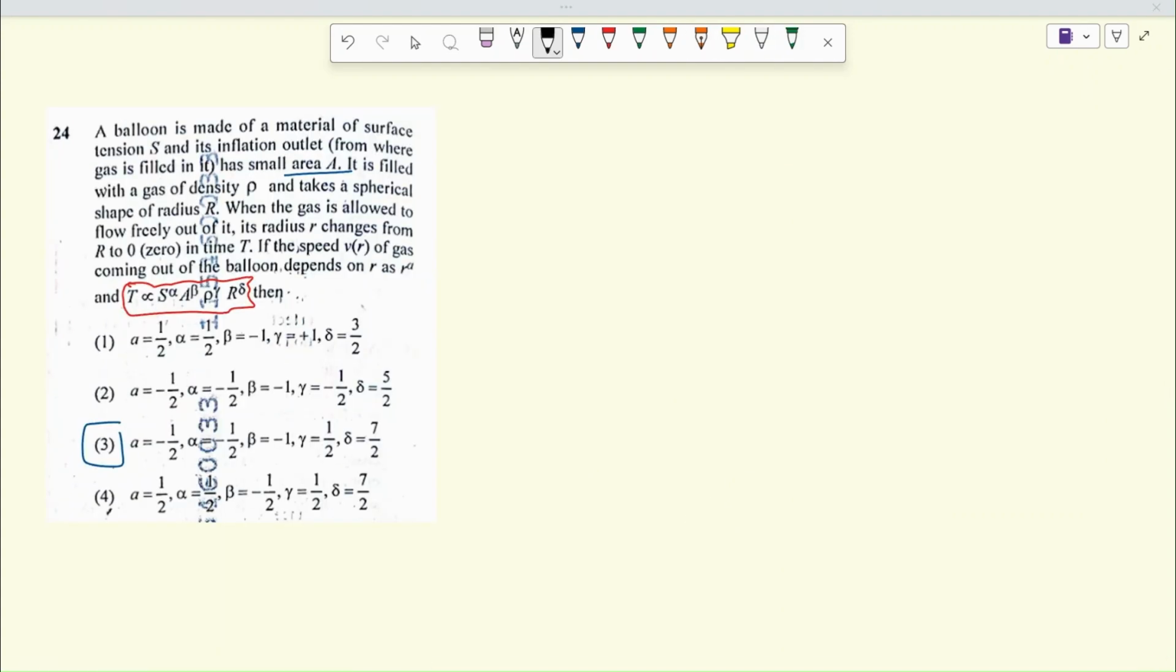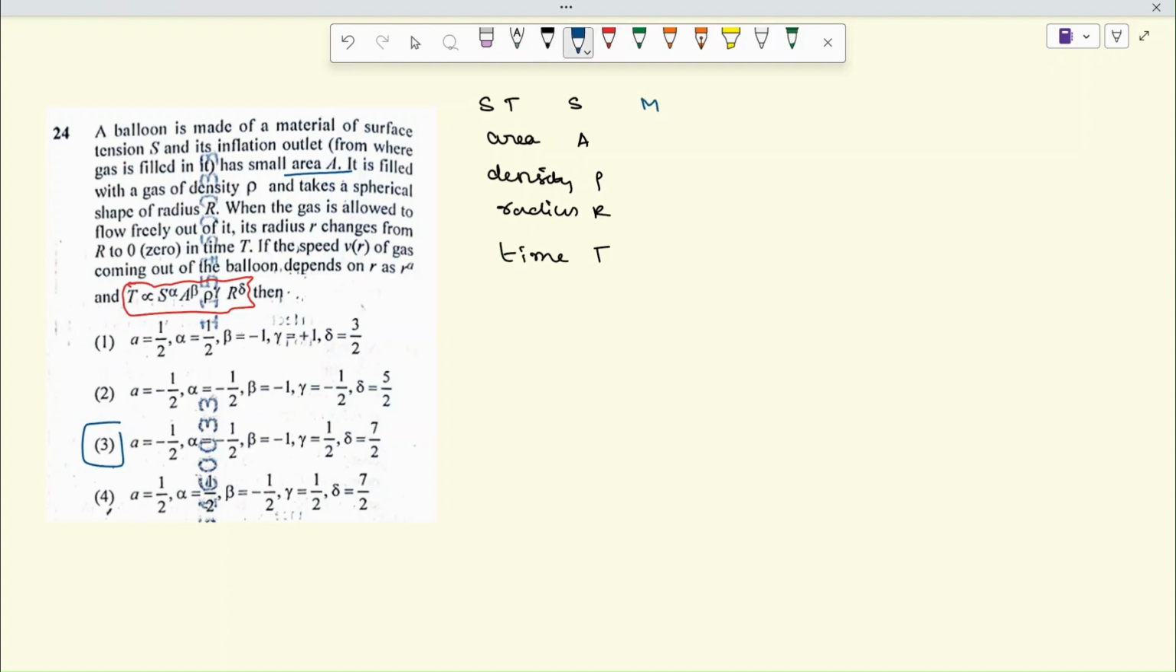Next, 24. In this one, it is given a balloon is made of material of surface tension S and area A, filled with a gas of density rho, and spherical shape of radius r. So these are all given to you. And one more thing is the time is given as t. What are the dimensions of each of them?